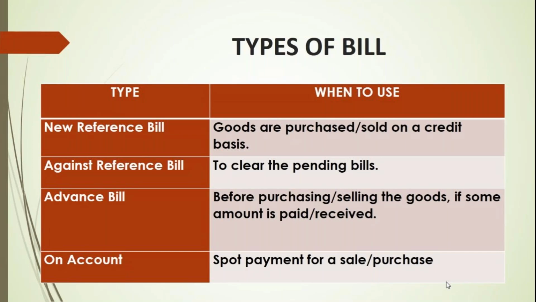Next, the third option we have is advance bill. Okay. So what is this concept of advance? Advance says that before initiating any purchase or sale of goods, when some portion of the amount is either paid on purchase or received on sale, that time what we have to choose is advance bill. Okay.